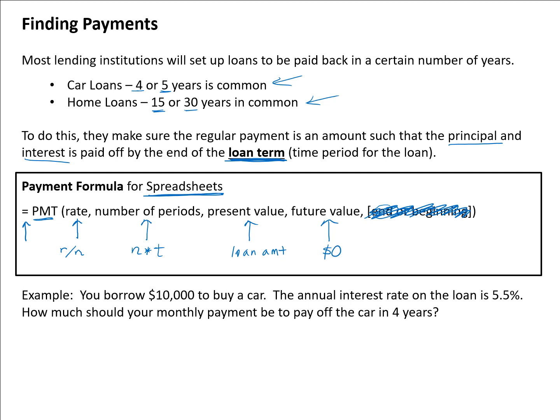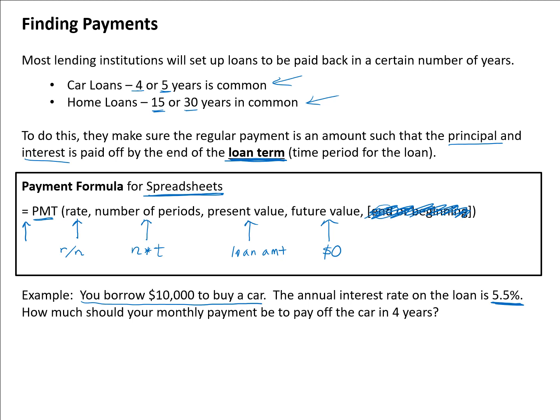So let's look at the example we just had. Let's say you want to borrow $10,000 to buy a car. The annual interest rate is 5.5%. Now, when I was using a $200 payment, we paid off the loan in about 57 months, which is between 4 years and 5 years, right? If it were 48 months, it would be exactly 4 years. If it had been 60 months, it would have been exactly 5 years.